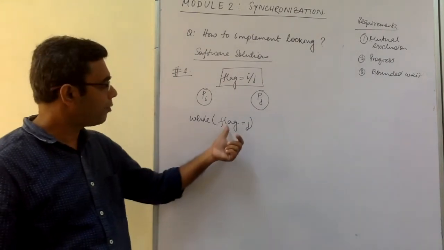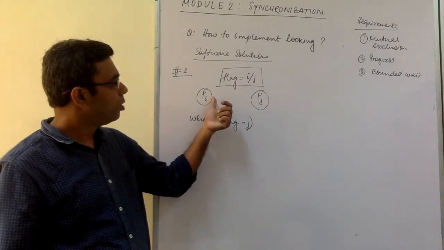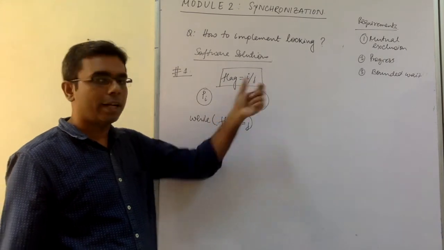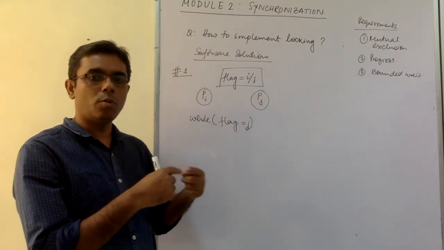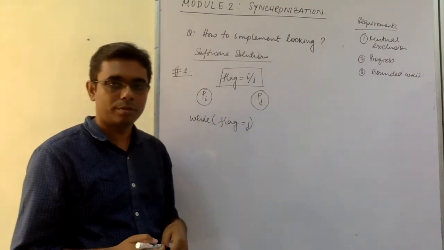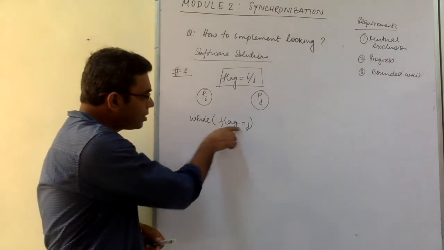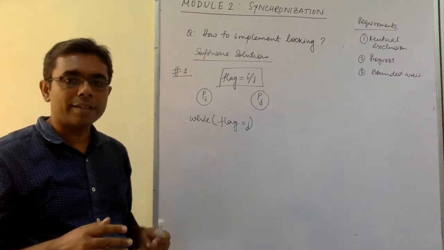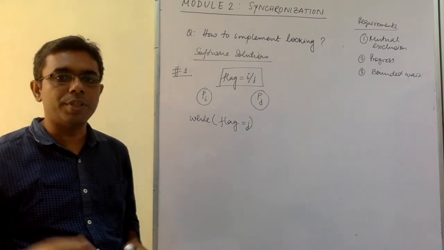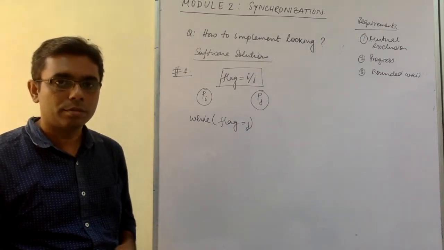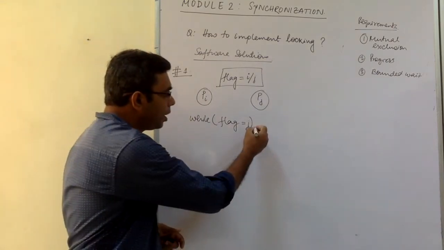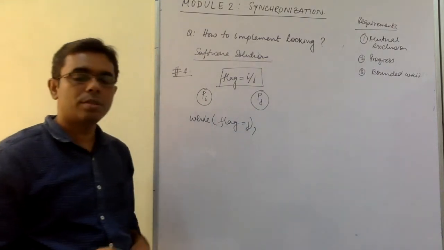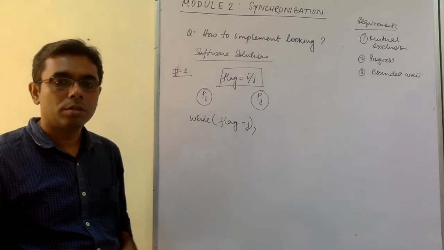So it will check whether the flag is equal to the value j, that is, the process ID of the other process. If it finds that this is true, what does it mean? It means that the flag is currently held by process pj. So I should wait, which means it has to wait. And this is the lock.